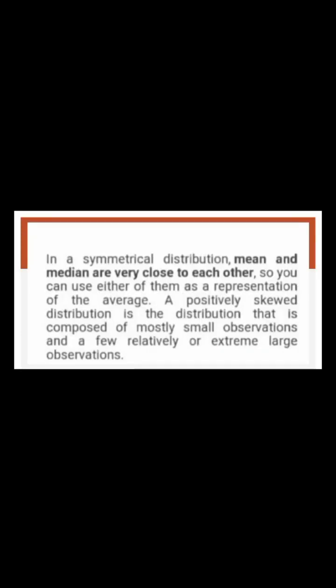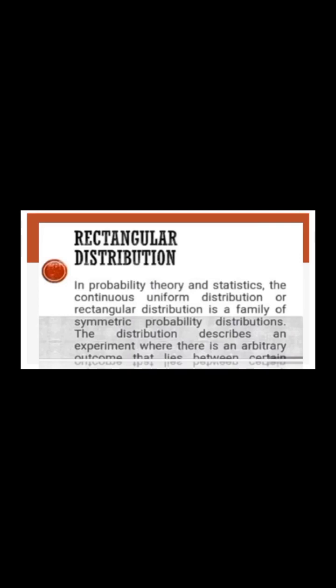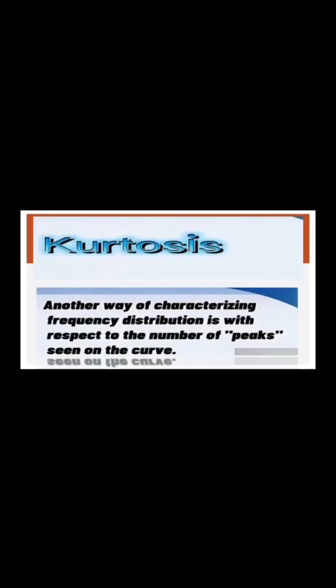Symmetrical distribution: mean and median are very close to each other, so you can use either of them as a representation of the average. A positively skewed distribution is a distribution that is composed of mostly small observations and a few relatively extreme large observations. Rectangular distribution is a probability theory and statistics term for the continuous uniform distribution. A rectangular distribution is a family of symmetric probability distributions. The distribution describes an experiment wherein the arbitrary outcome lies between certain bounds. Another way of characterizing frequency distribution is with respect to the number of peaks seen or occurring.